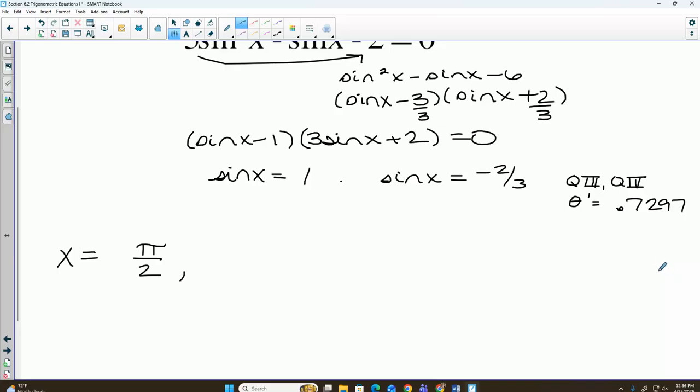Are we okay so far? Now, how would I put that in quadrant 3? So what this tells me is that this little angle is 0.7297. How do I find the whole thing? Add 180, except we're in radians, so we won't add 180, we'll add pi. So pi plus 0.7297.